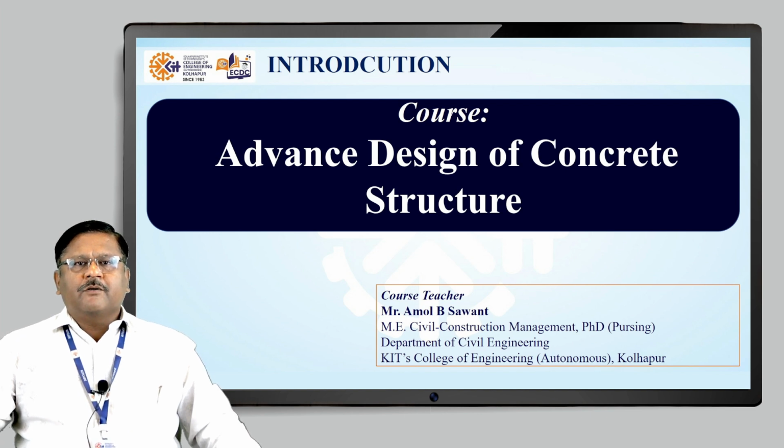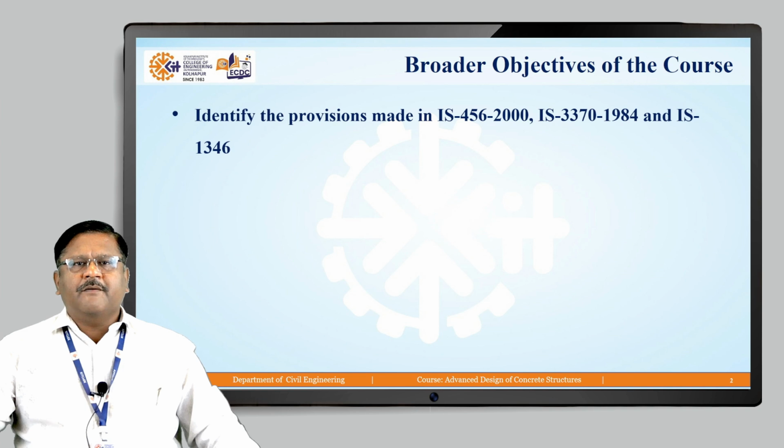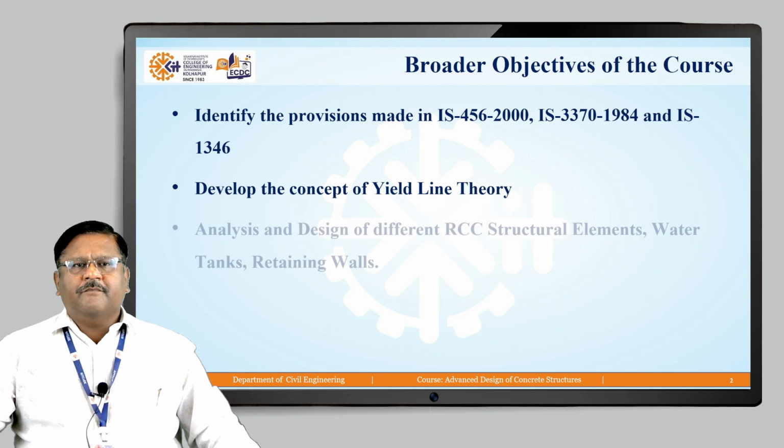Today we are here to discuss the course Advanced Design of Concrete Structure. First of all, we discuss the broader objectives of the course. First is to identify the provisions made in IS 456-2000, IS 3370-1984 and IS 1346. Second, develop the concept of yield line theory. And third, analysis and design of different structural elements, water tanks and retaining walls.